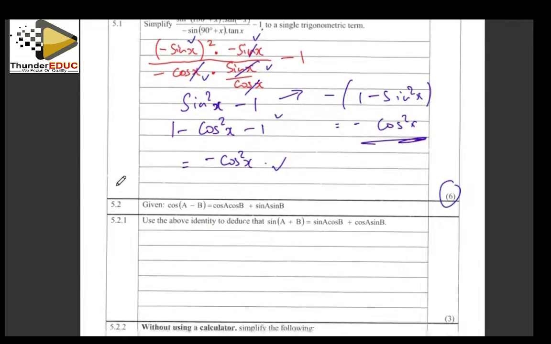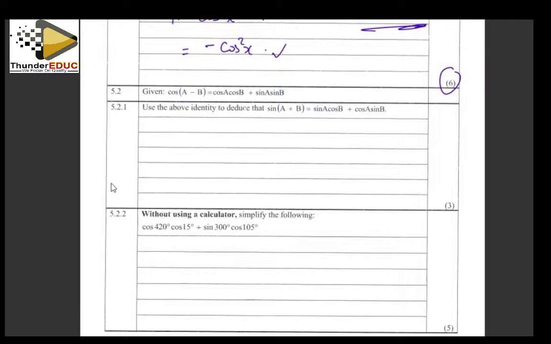All right, 5.2. They want us to use the cos of A minus B, which is given as this, to deduce this kind of expression. So what I'm going to do is I know that the sine of A plus B is the same as cos of 90 minus (A plus B). I don't know if that makes sense. Would that make sense? The sine of 90 minus that, okay?